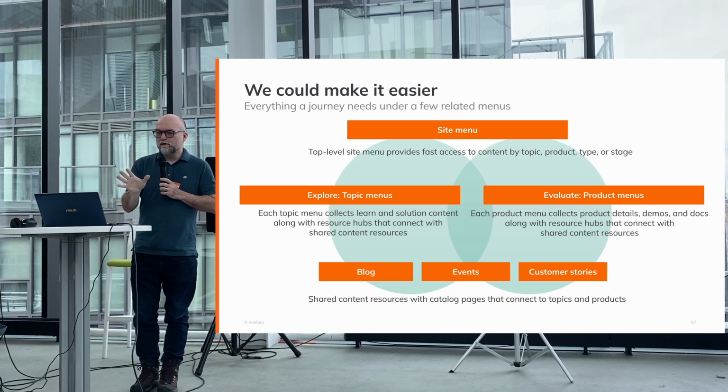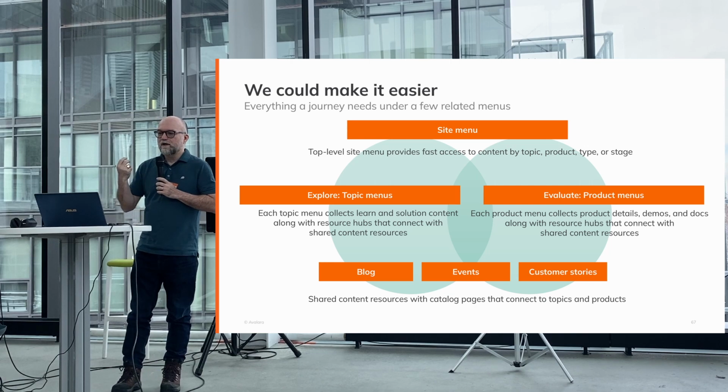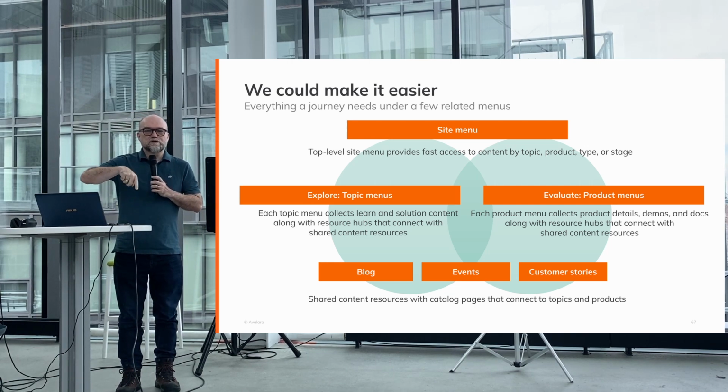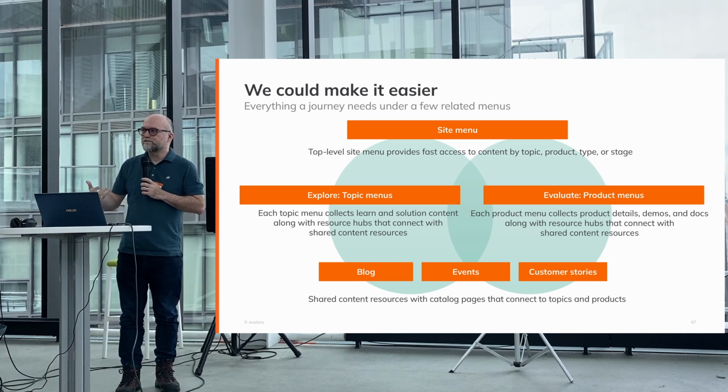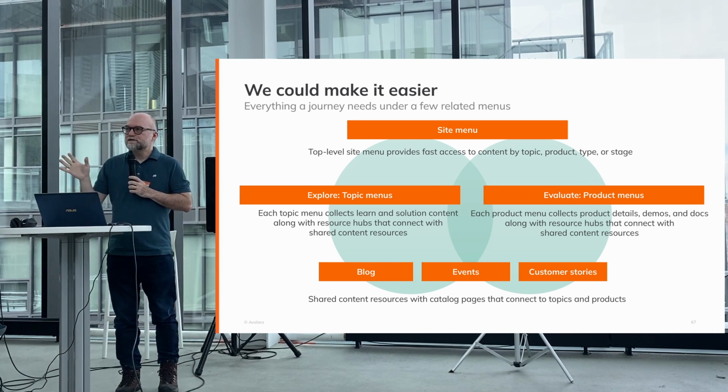So when we look at what would go under a topic menu, it might be learn content, solution content, along with some resource hubs that can give them access to some of the shared assets, things like blog posts or events or customer stories that might apply to two or more topics, or two or more products. And the same thing with the product menu.